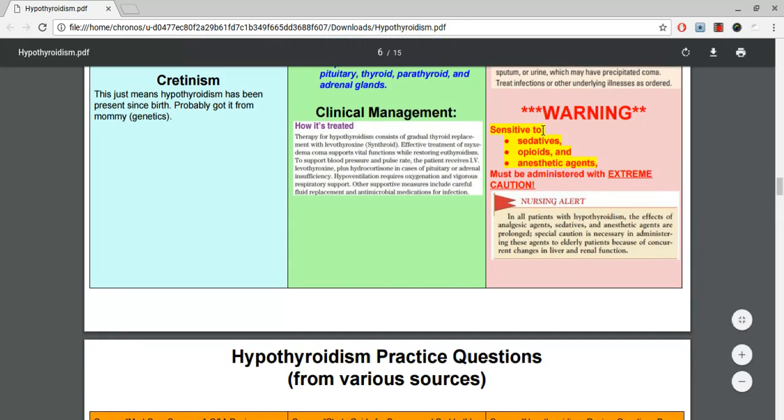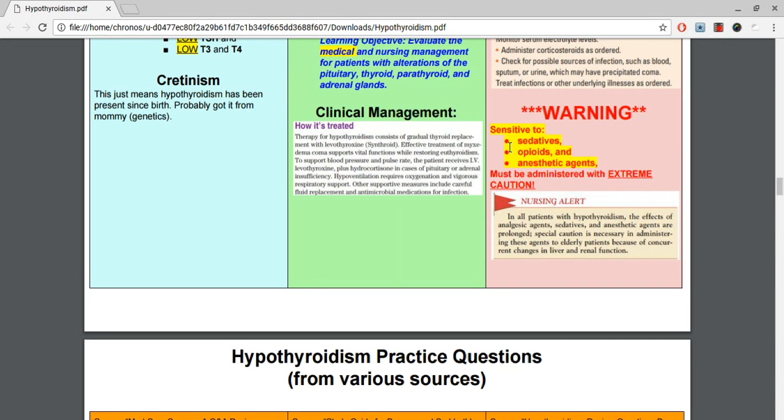And then again, like the warning sign, the sedatives. So really keep that in your head. If you see a patient that's old, has hypothyroidism, and is on sedatives, opioids, or anesthetic agents, then you're really going to have to bring that up with the doctor because this patient is going to have a really prolonged effect of that drug.